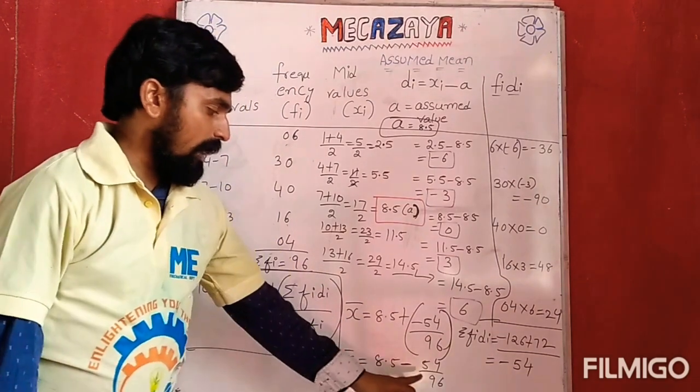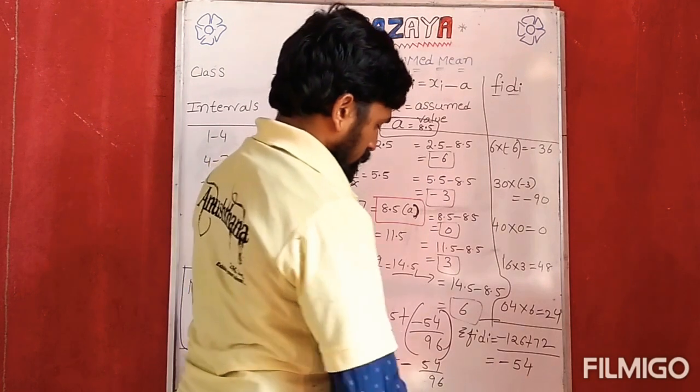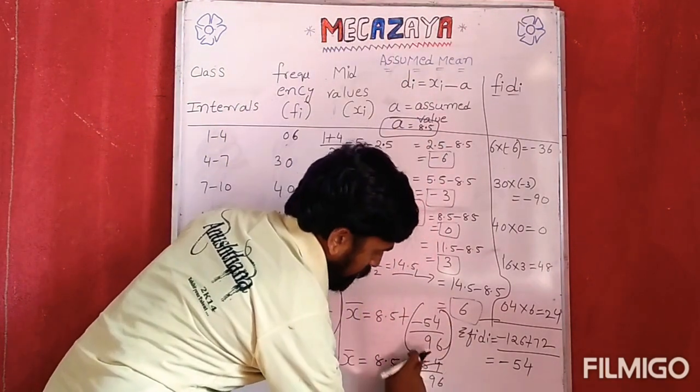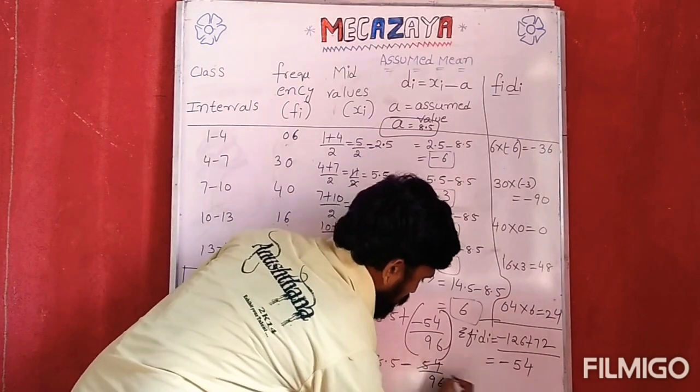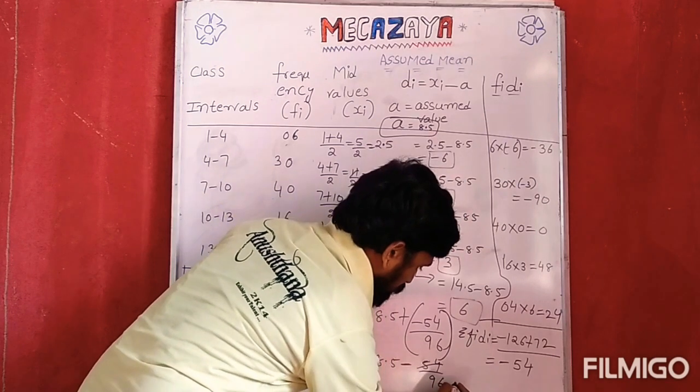Divide this, then add the answer to this 8.5. I am dividing here: 4 ones are 4, 7 eights are 56.